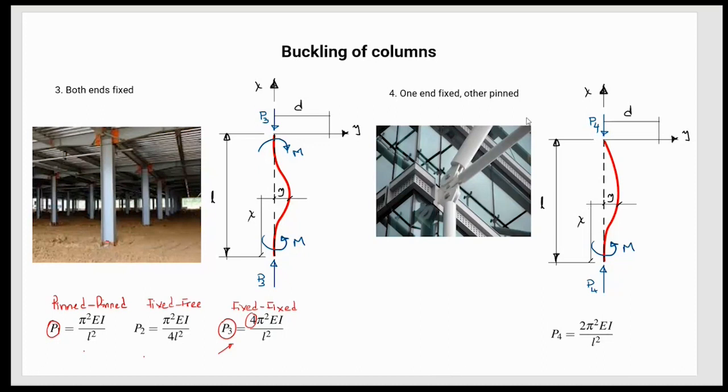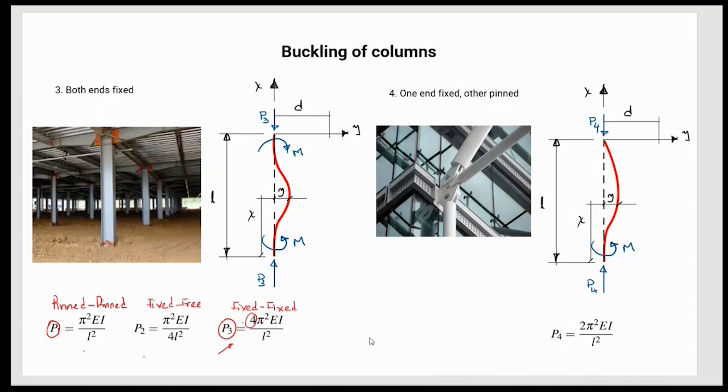When I look at the fixed-pin end, this is the result I'm going to have. And now what the result is saying is that the load to produce buckling under this end configuration is going to be larger than the reference case, but smaller than in the fixed case.